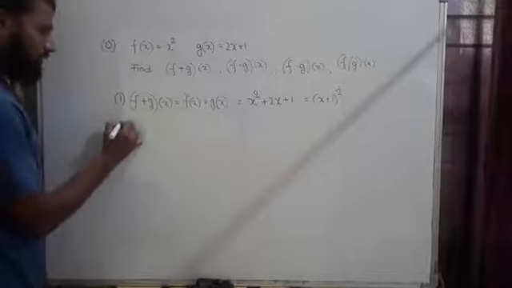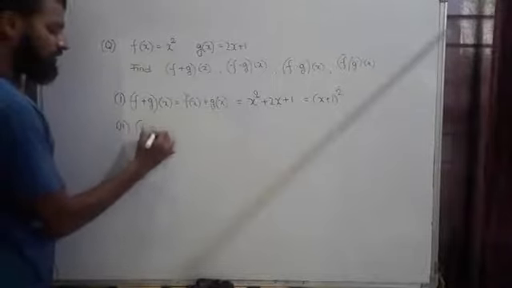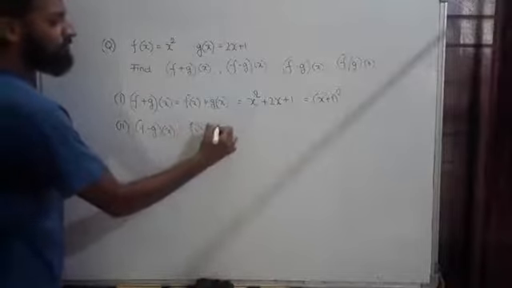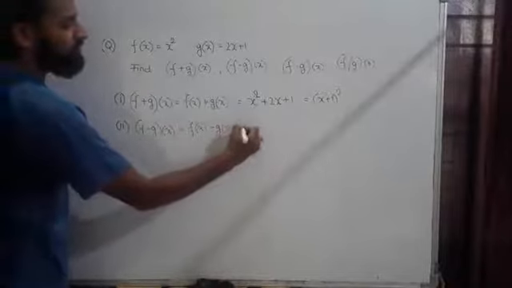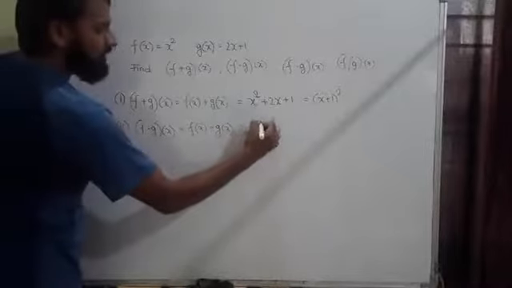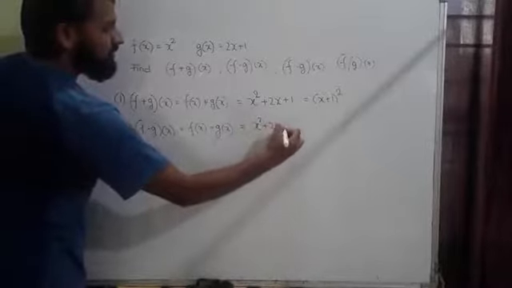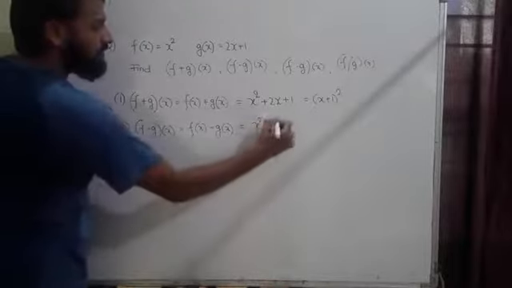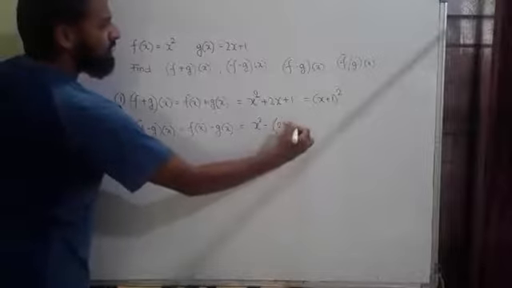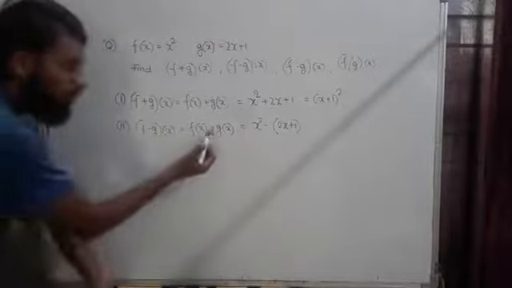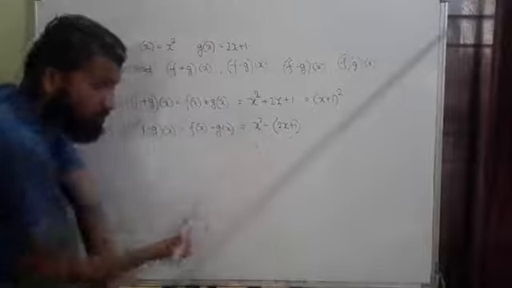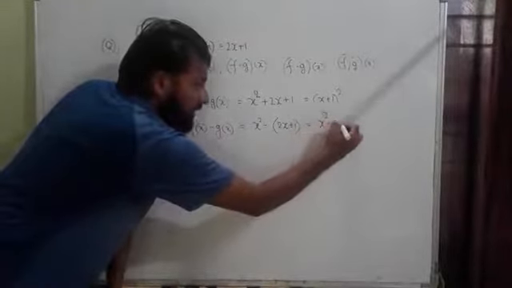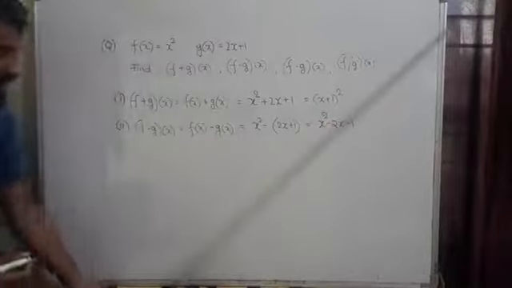So second one, this is (f minus g)(x), which is equal to f(x) minus g(x). So f(x) is x square, and what is g(x)? g(x) will be 2x plus 1. Since we have a negative sign, it should be in brackets. So if I simplify this one, this will be x square minus 2x minus 1.